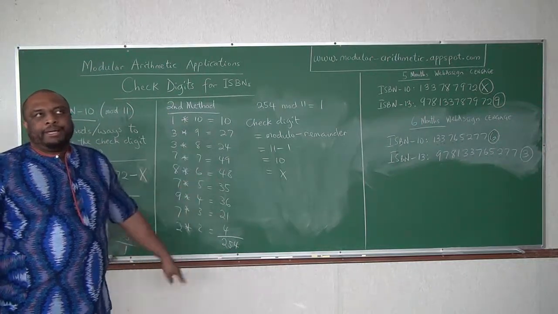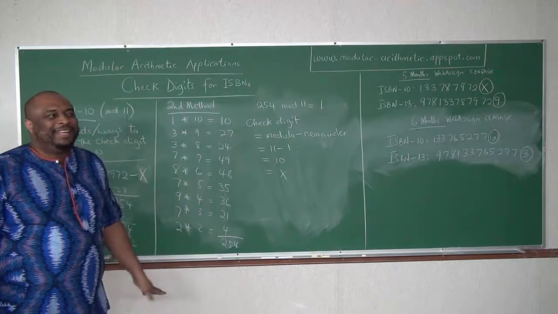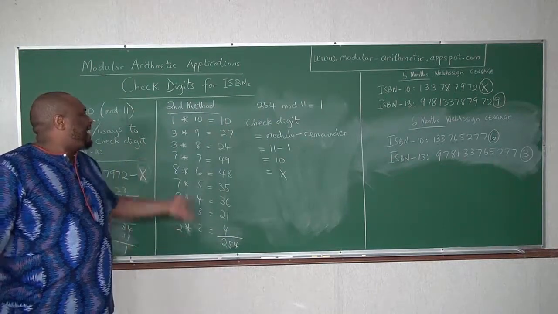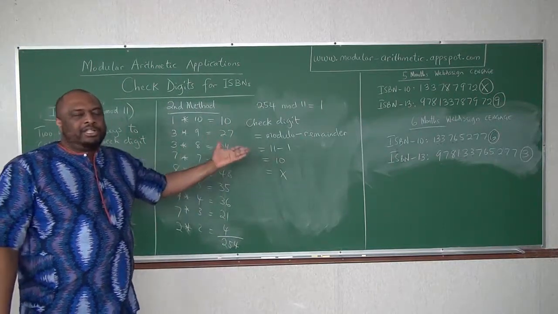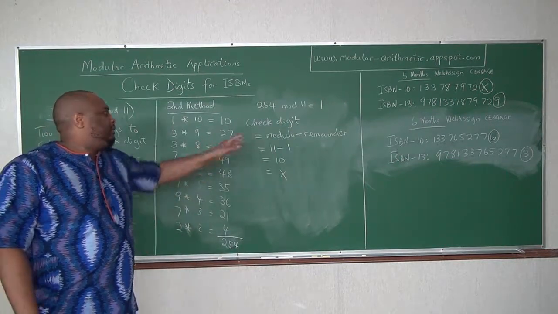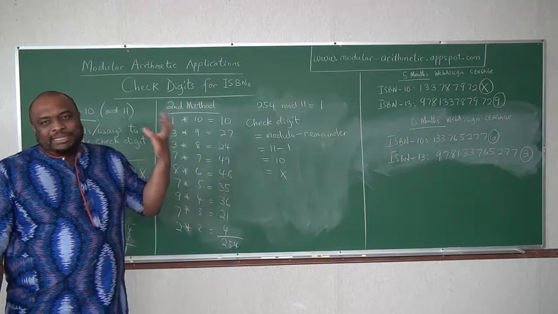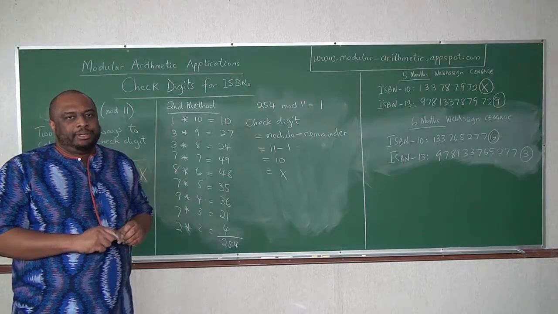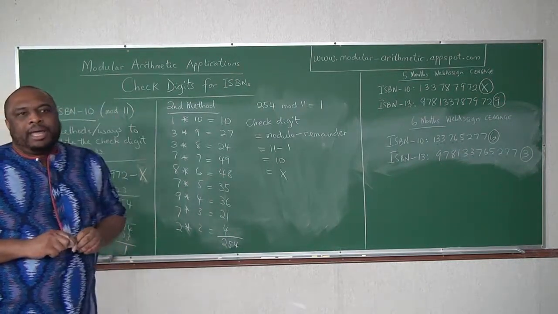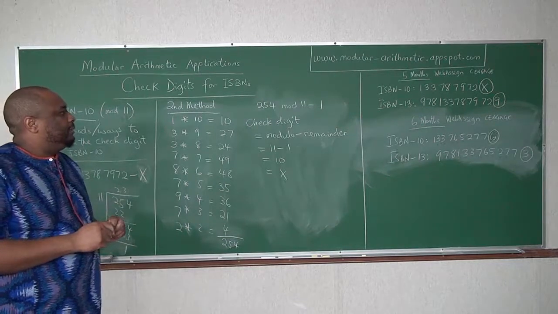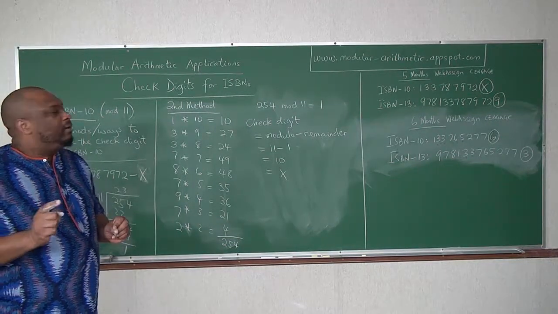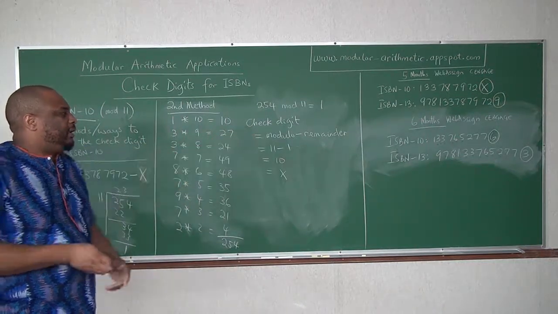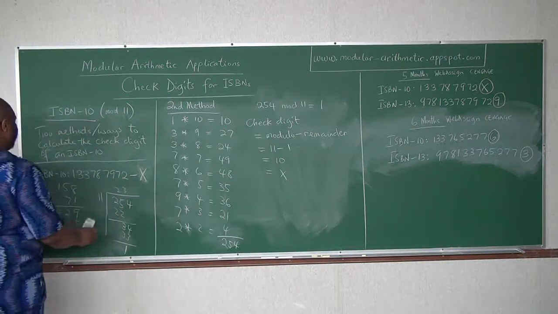Now, which one do you prefer? Of course, I prefer the first method. I mean, multiply 1, 2, 3, 4 to 9, and then add it and find the modulo, that's it. You know, for ISBN-10. But it's good to also know this second method, because this second method, modulo minus remainder, is what we are going to use for ISBN-13. Okay, so it's good to know that. All right, let's do another example for ISBN-10.